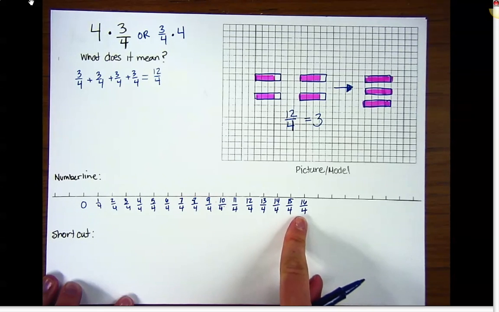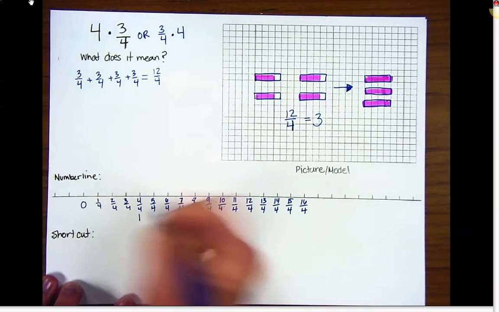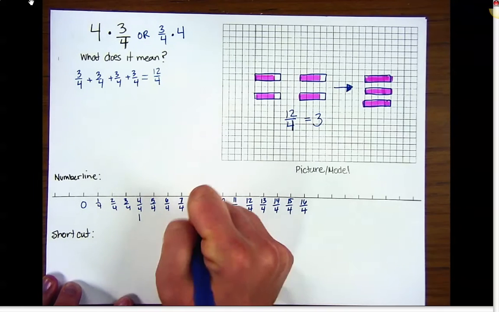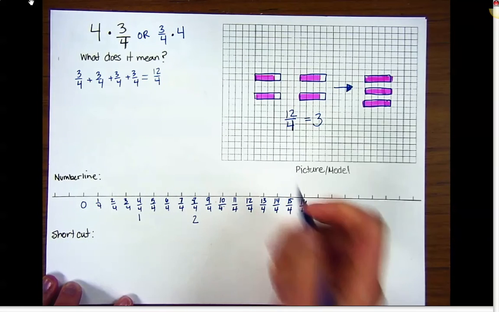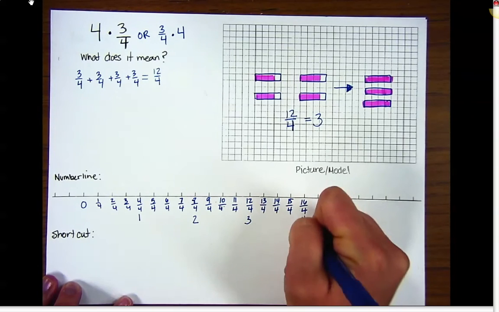Now I'm going to go back and put my target whole numbers. So 4/4 I know is 1. Then 8/4 is going to be 2. 12/4 is 3. And 16/4 is 4.